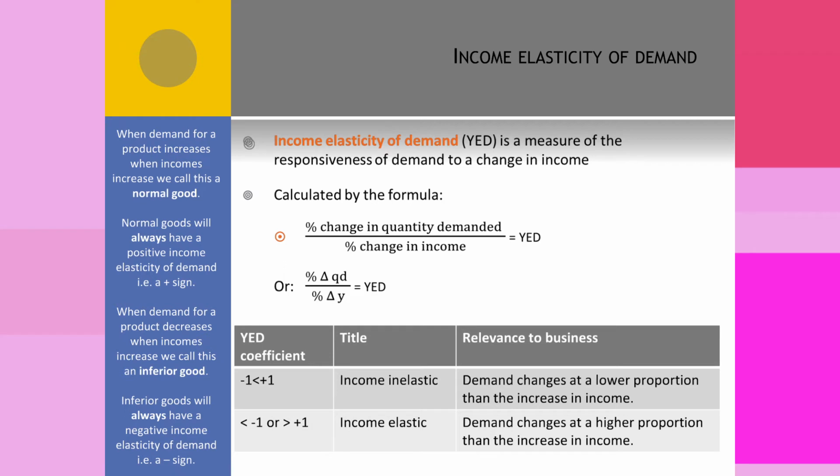So pause this video now and write these down in your notes. Please add income elasticity of demand to your word glossary or your flashcards, because this is a definition that you need to know, as well as the formula. Some other keywords that are good to add to your glossary list are normal good and inferior good.